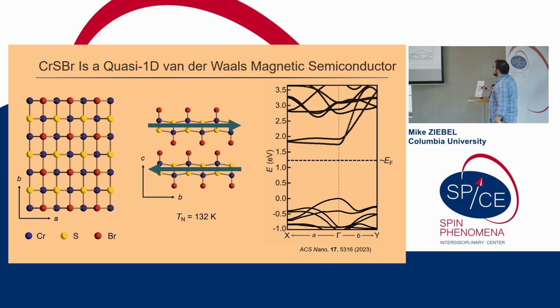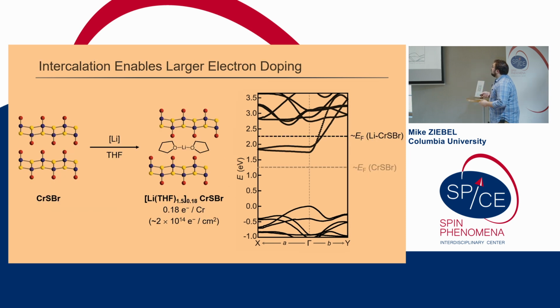But what I'm going to be discussing today is what might happen if we can shift the Fermi energy up into this conduction band by electron doping. You might imagine that the 1D character of this can give rise to a variety of different electronic phases, and we can start to understand how those couple to the magnetic order. So we achieve this by using lithium intercalation.